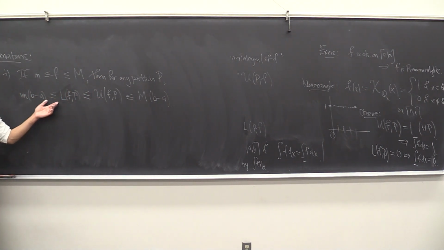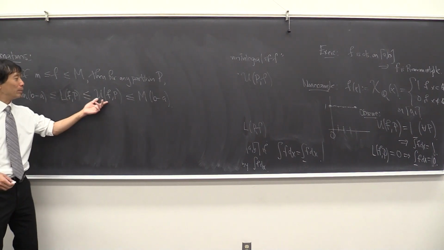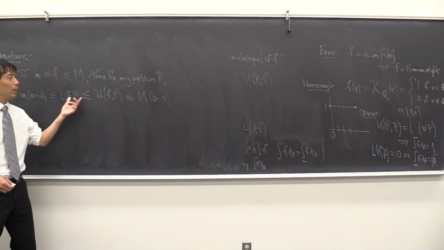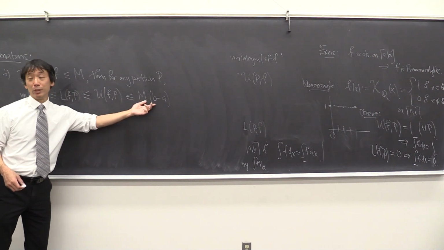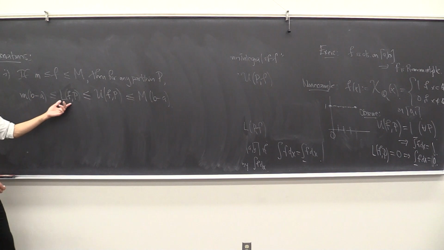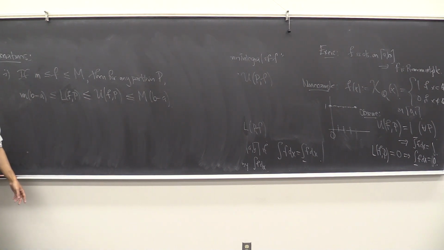Okay, so I don't even know if you want to copy this down. This is pretty obvious, right? That the upper sum is going to be bigger than the lower sum, that the upper sum is smaller than the greatest value times the width of the base, right? The lower sum is bigger than the smallest value times the width of the base. It's just pretty obvious. Okay.